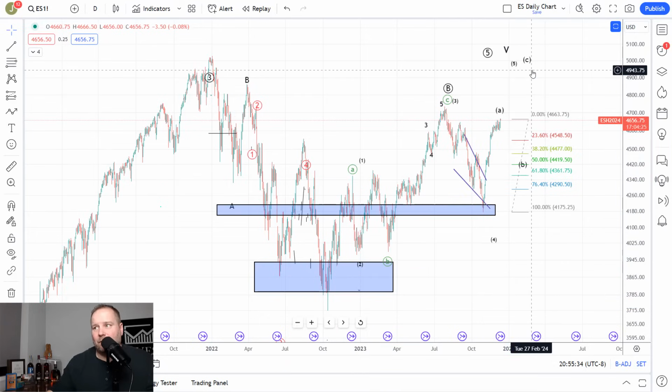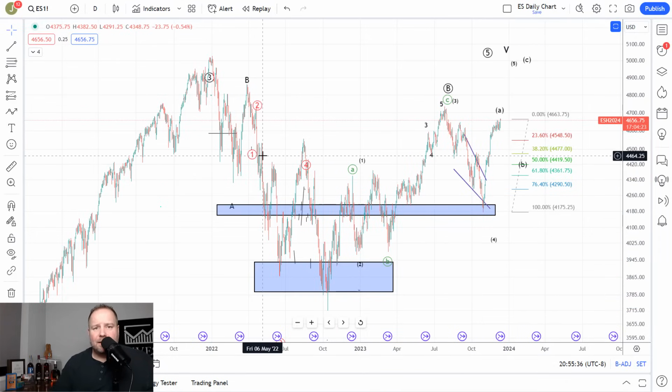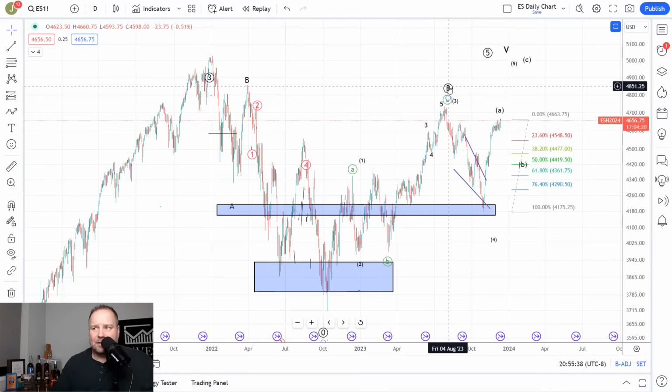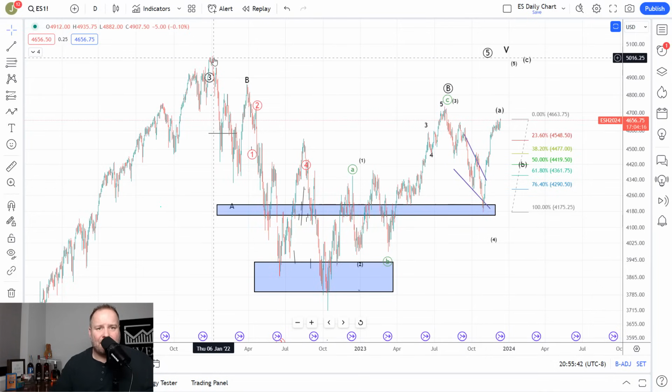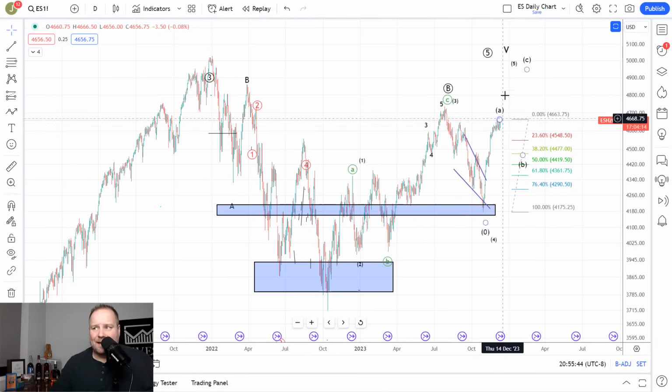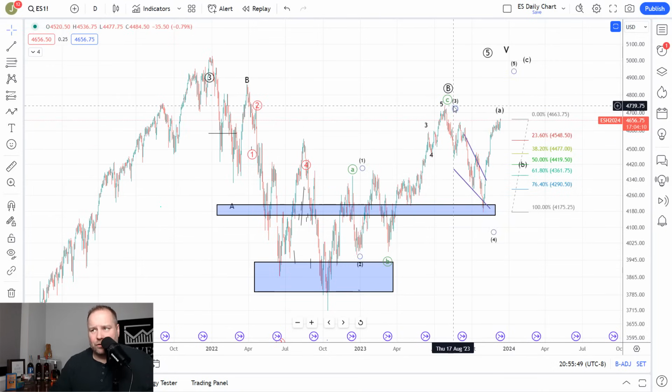Now, what's the secondary count? Well, essentially, we would be making this circle B a little bit higher as long as we stay under the all-time highs. So this wave B can have another high here. It's already made it on the SPX. It hasn't quite made it on the futures chart yet.